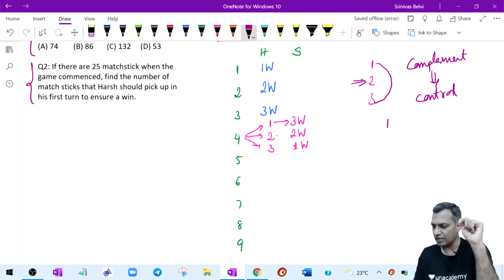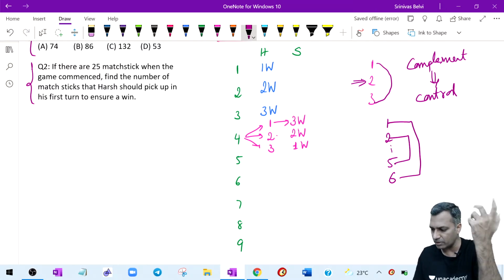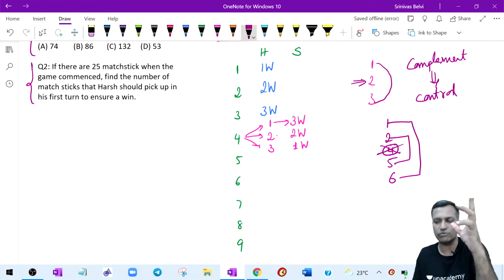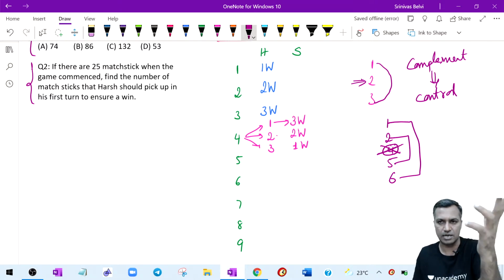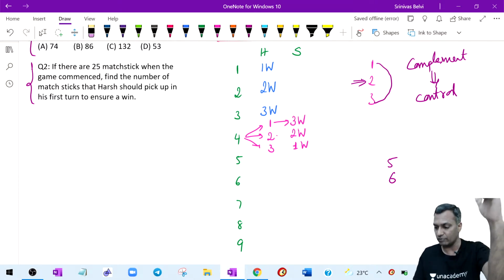For example, let's say I allow you to pick 1, 2, and then 5, 5, 6, like this. 6 plus 1 becomes 7, 5 plus 2 becomes 7. What about in between? Assume that there is a 4, but not 3. There is no complement for this, therefore I cannot control using 4. 4 becomes a useless number. Anyway, that's at a higher level. We'll speak about it.